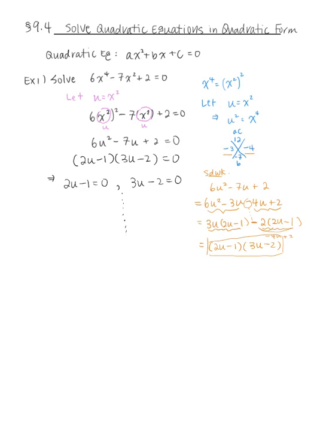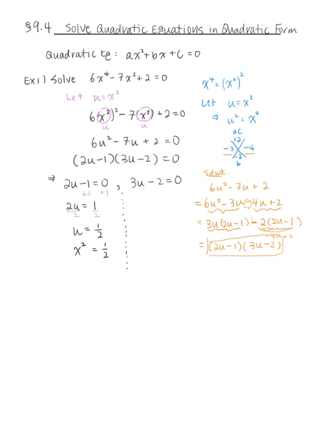So I'm going to solve this separately. For 2u minus 1, if I want to solve for u, I need to add 1 first to get 2u equals 1. Then I need to divide by 2. So now we have u equals 1/2. Okay, but look at the original equation. The original equation was in terms of x, right? So what we need to do now is to convert our u back into x. So let's go back. What was our u? Well, our u was x squared, wasn't it? So I'm going to replace our u with x squared equals 1/2.